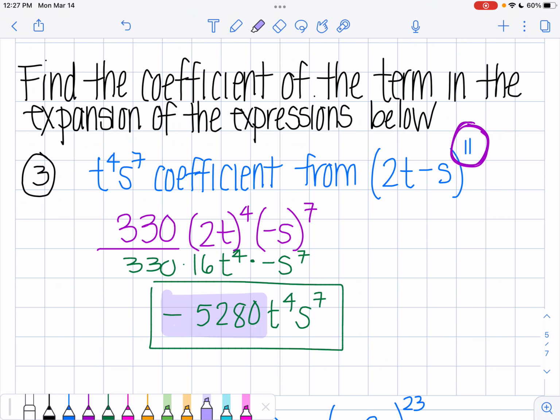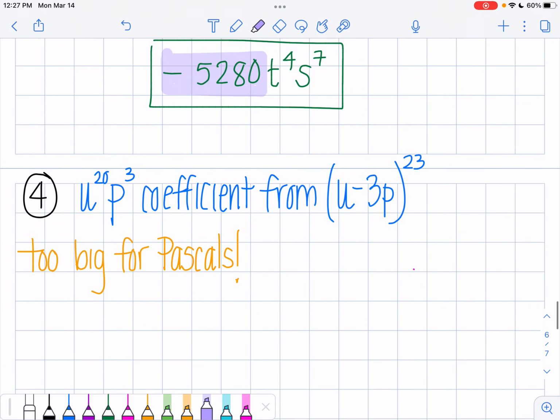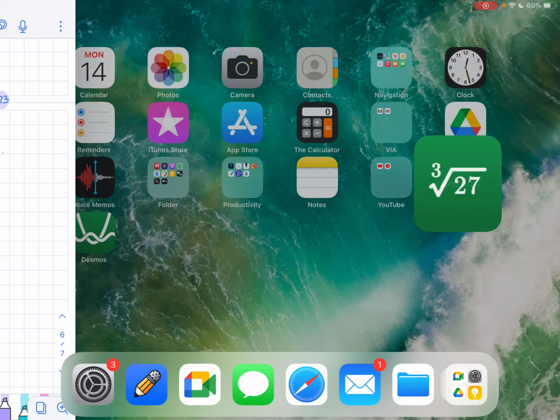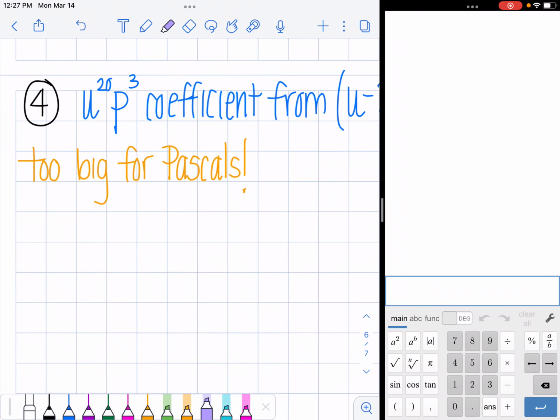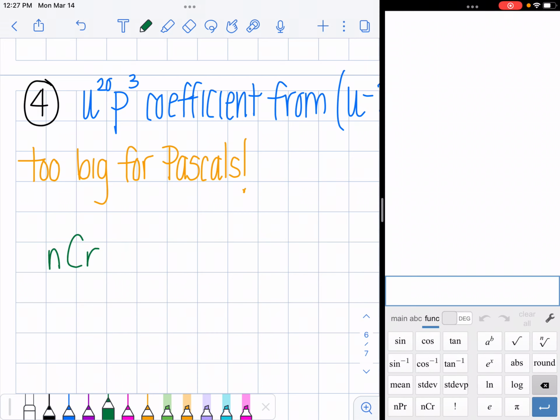Now what happens when they give you an exponent that's too big for Pascal's? That's when you go and you use that combination. So on my calculator, I'm going to show how you do this. You're going to look for something that's called the NCR button. So I'm going to come over here. On mine, I have to hit function, and I'm looking for this right here. Some calculators, depending on the kind that you have, you enter it differently. This one gives me parentheses, which tells me I have to enter my two numbers.